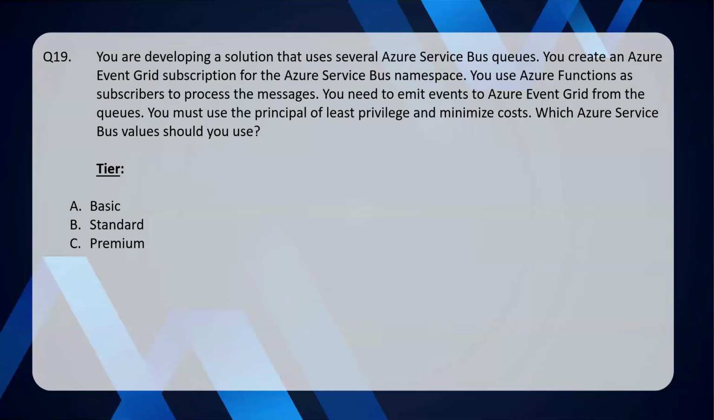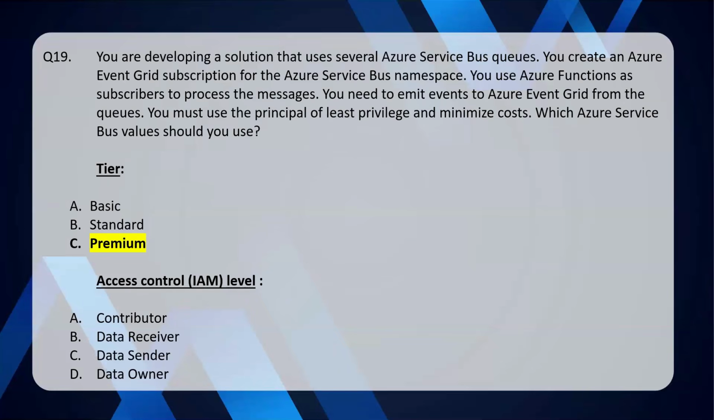And the first part of the question is talking about the tier. Your options are basic, standard, and premium. And friends, you will need to use premium tier of Azure Service Bus here, as that's the only tier which supports Event Grid integration. Premium tier also provides VNet integration, dedicated resources, and low latency required for emitting events to Event Grid.